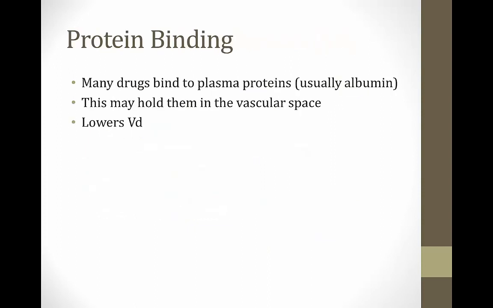Many drugs bind to plasma proteins, and the protein that they usually bind to is albumin, and this can hold them largely in the vascular space. It won't entirely hold them in the vascular space because some of the drug will not be bound, but the more of it that is bound, the more that gets hung up in the vascular space, and this is a feature that can lower the volume of distribution for a drug.